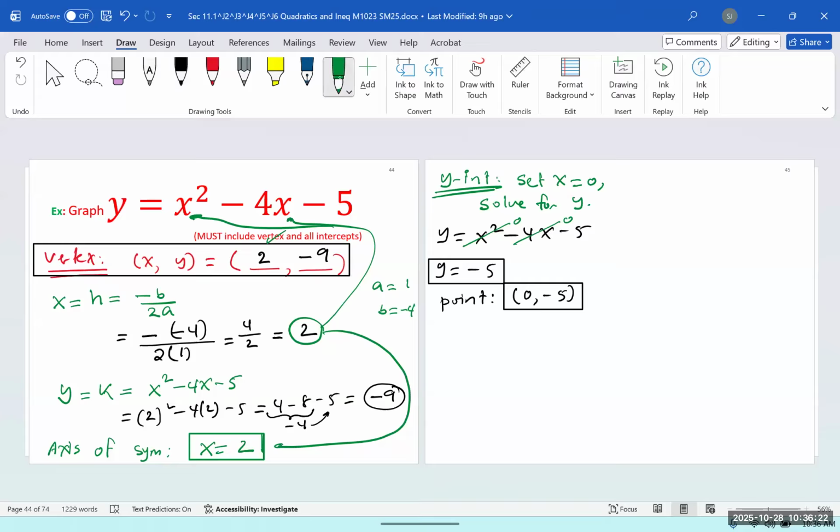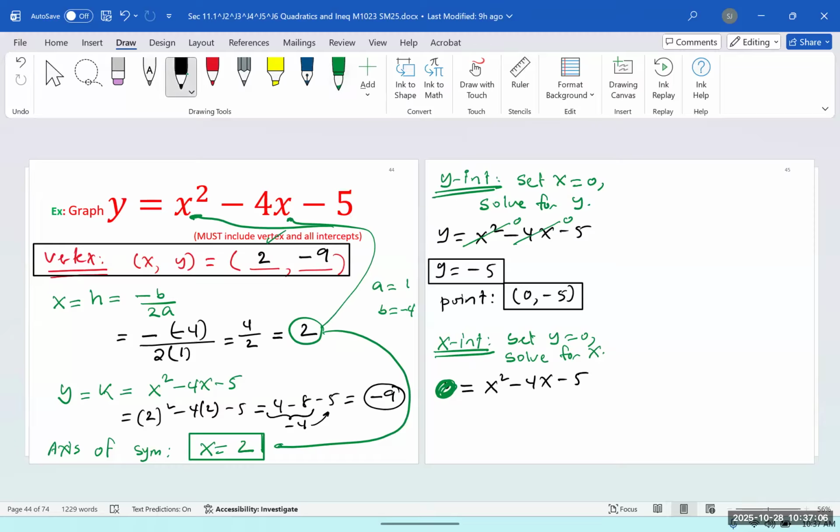Now the last thing, x-intercept. How do you find x-intercept? Set y equals 0 and solve for x. So we have y equals x squared minus 4x minus 5. Set y equals 0 means this y you see is 0. And then you have three choices. If it's factorable, factor. If it's not factorable, use the quadratic formula or complete the square.